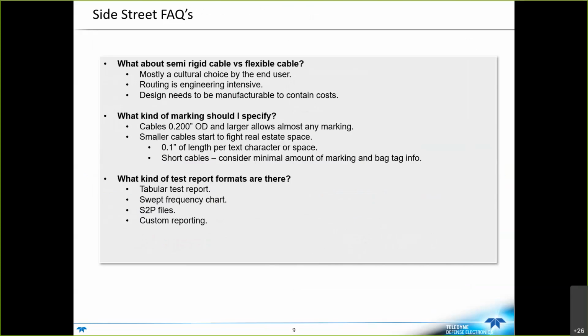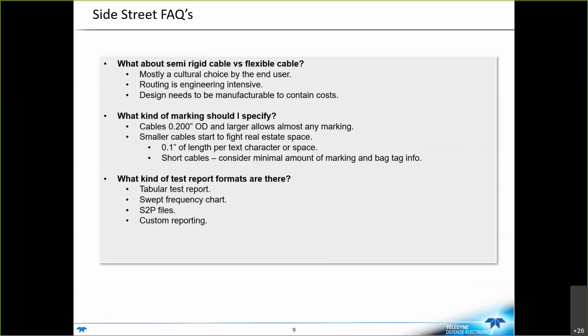The next set of information that I think is important, now that we've kind of gotten past basic questions and priorities, I'm calling them Sidestreet frequently asked questions. A lot of people say to me, hey, what about semi-rigid, or what about flexible cable? How do I decide what to use? And obviously, if your cable needs to be flexible, it's in a flexing situation, or I'm installing it as such, and it's just not possible to use semi-rigid, then obviously the discussion ends there.